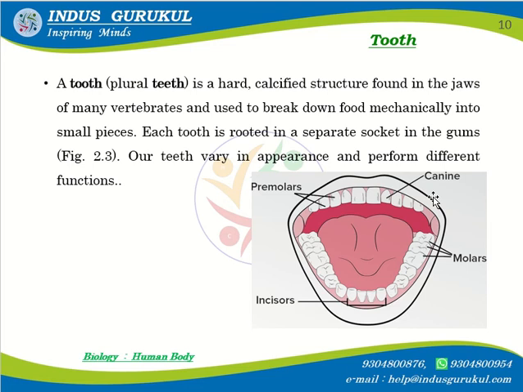Okay, and it is placed in sockets in the gums. Every tooth has a separate socket, and the teeth have different names. Okay, there are different types: molars, premolars, incisors, and canines. Different shapes and different functionalities.